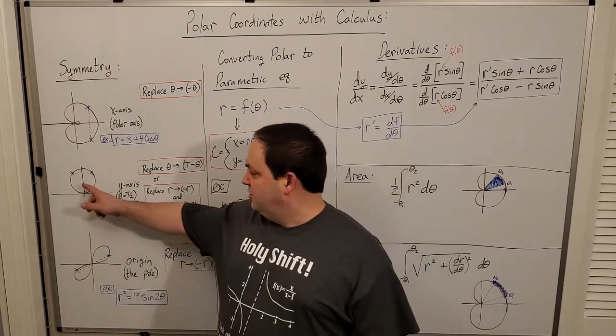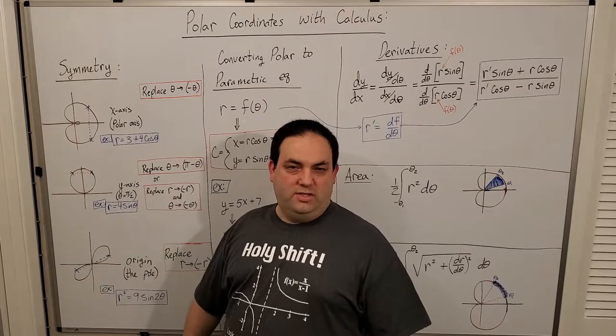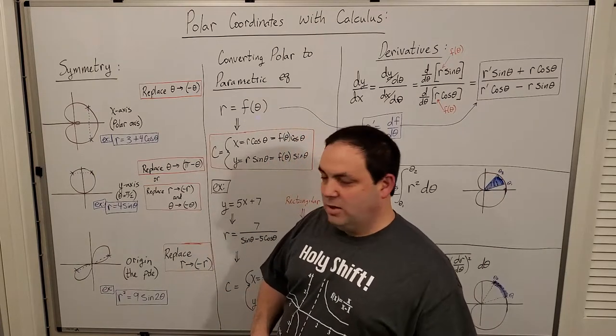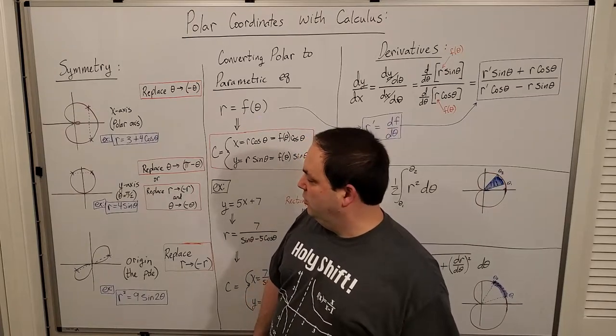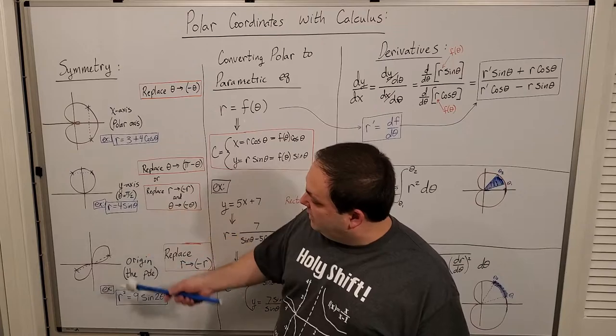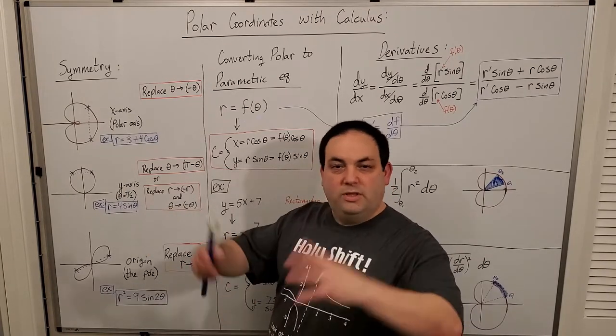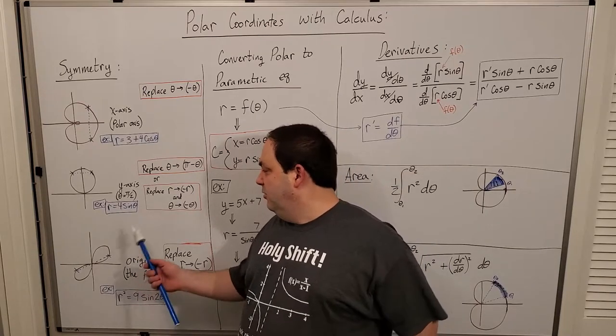Of course, if I had a circle centered at the origin, that would have all of those symmetries, right? Replacing r with negative r, replacing theta with negative theta, all of those things would have the same effect. These are good examples because they only have that one type of symmetry, but there's symmetry in all of them.